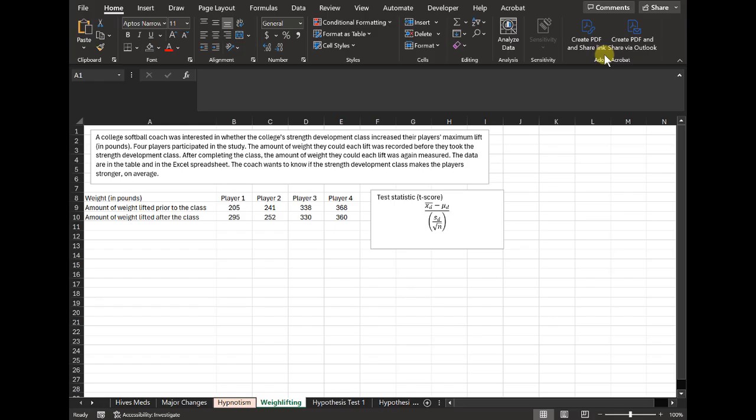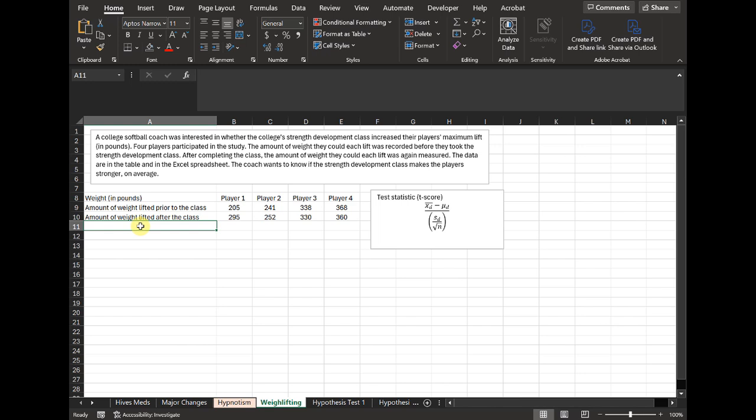All right, so let's just go to the next tab because this is going to be very heavy on the Excel. So I have a college softball coach who was interested in whether the college's strength development class increased the players' maximum lift. 4 players participated in the study. The amount of weight that they could lift was recorded before they took the strength development class. After completing the class, the amount of weight they could each lift was measured again. The data are in the table below, so we want to know if the strength development class makes the players stronger on average.